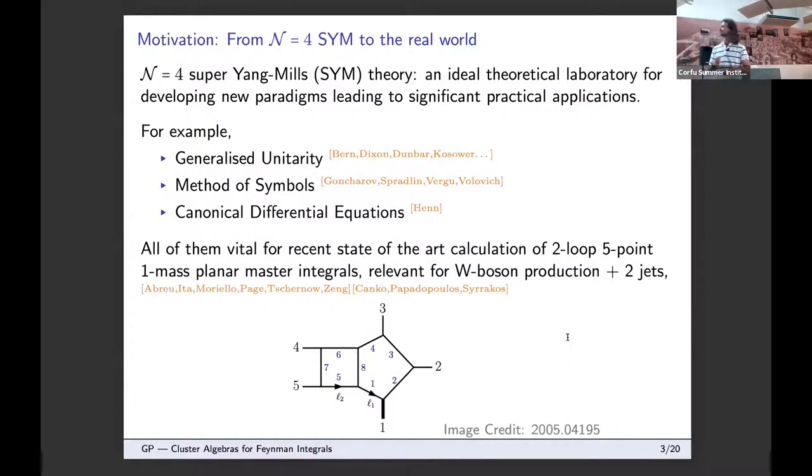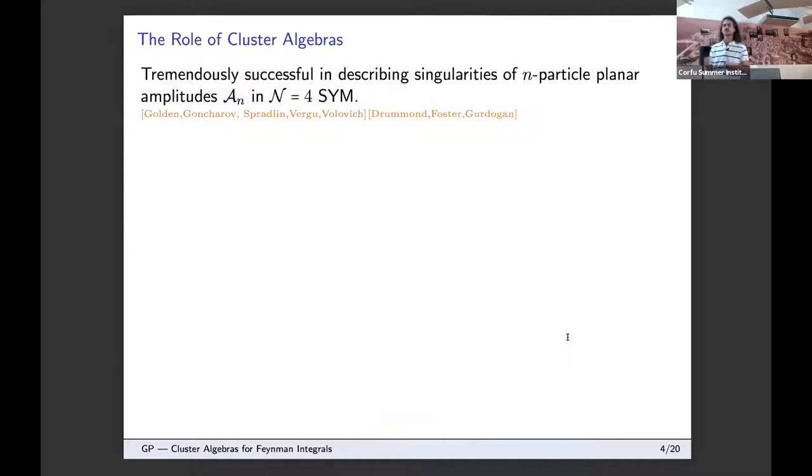And I should also point out that Greece is making major contributions in understanding these classes of integrals. The group in Demokritos have provided fully analytic and very well controlled expressions for these kinds of integrals. But the point here is that indeed there is something to learn from importing knowledge, from doing knowledge transfer from N equals 4. And with this general motivation, let me talk about cluster algebras.